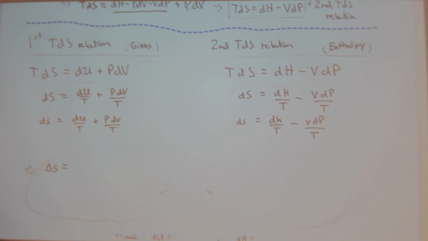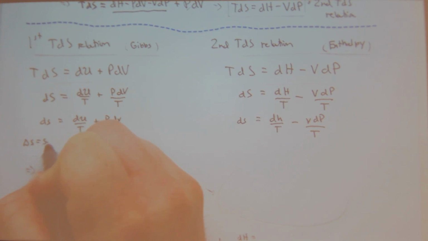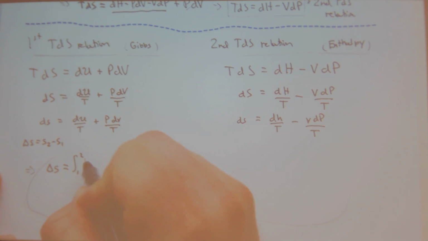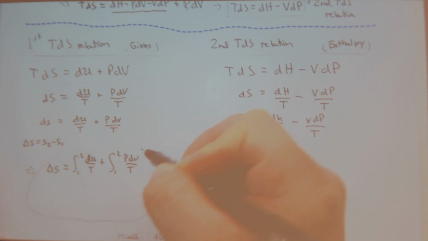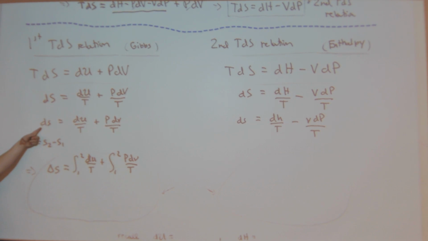Just S2 minus S1. Okay, I can write S2 minus S1. It's not quite what I'm getting to. Let's think of it more in terms of calculus. In terms of calculus, what do I write? The integral from 1 to 2. If I integrate this from 1 to 2, I end up getting S2 minus S1.